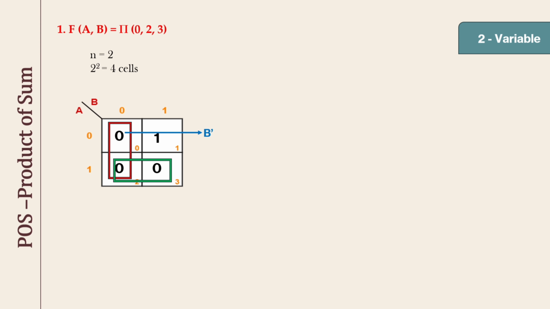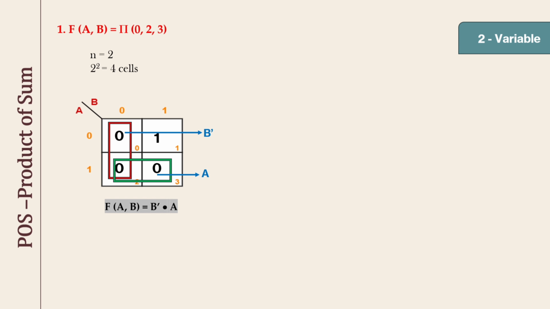Now let us consider the second group. In the second group, we can't see anything common between the first and the second column. But row wise, all the cell values are present in the second row only, so we can name this group as A. Then the final expression will be f of a, b equals b bar dot a.